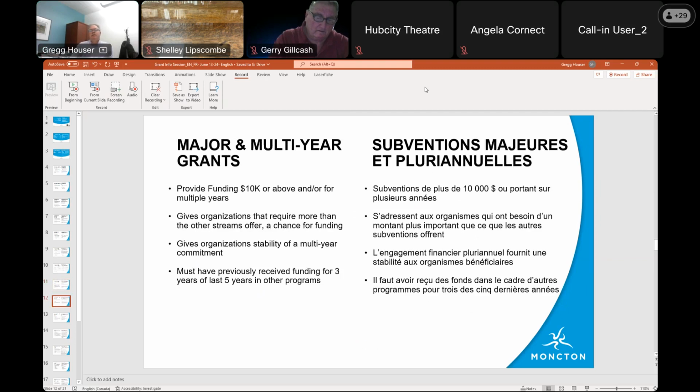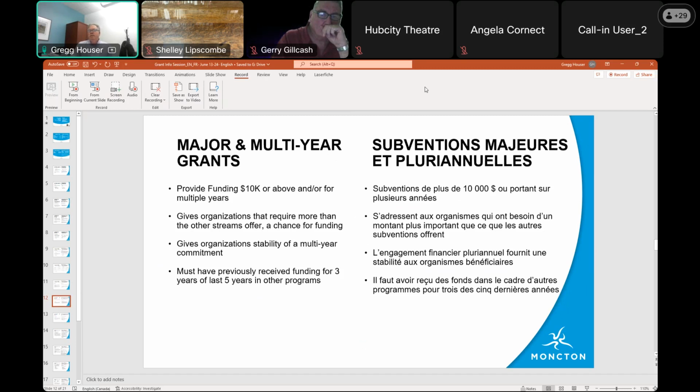The largest category, so once again, as a quick refresher, we have cultural, immigration, and quality of life. They're all $10,000 and under, and only single year. The major multi-year grants are for one or multiple years. So you could ask for a $20,000 grant for 1 year for a specific project, or a grant that would extend for multiple years, up to 3 years.